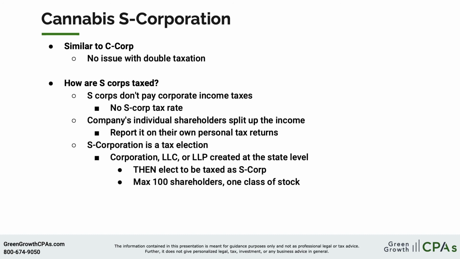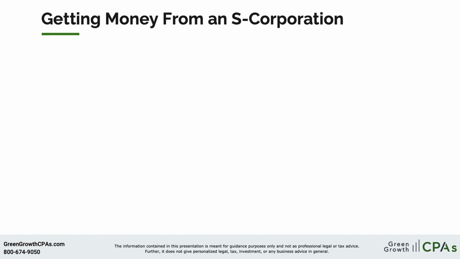Remember, the S-Corporation is a tax election. This means that a corporation, LLC, or LLP is created at the state level and then elects to be taxed under the S-Corp heading. Now, these businesses that are S-Corps can have no more than 100 shareholders and only have one class of stock. So you begin to see why S-Corps are not good for going public. You're going to have a lot more than 100 shareholders. So now that you understand how S-Corps are taxed, let's talk about how to get money from an S-Corporation.